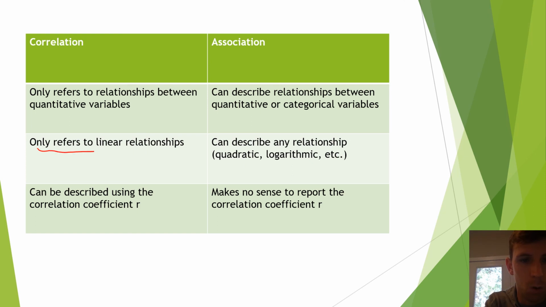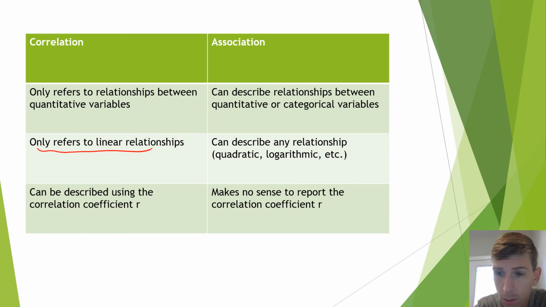Correlation is only linear. Association, once again, a much more general term, can describe any kind of relationship, quadratic, logarithmic, exponential, anything you want. In correlation, we have this value, the R value, the correlation coefficient. For association, we do not have any kind of numerical value. It makes no sense to report a correlation coefficient R if we're talking about categorical variables or a quadratic relationship. Does not make sense.